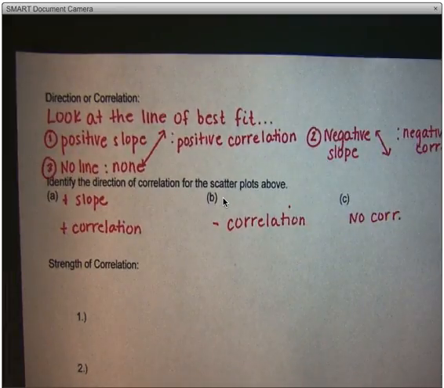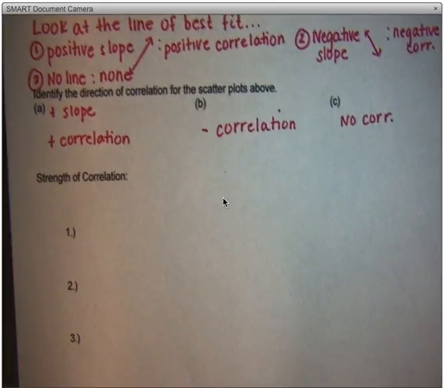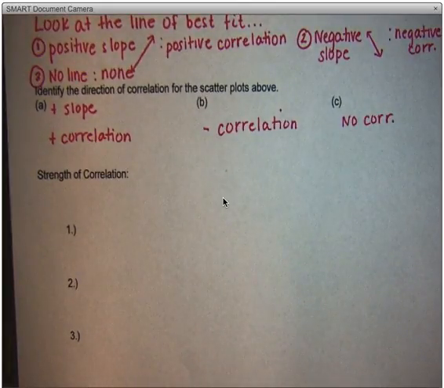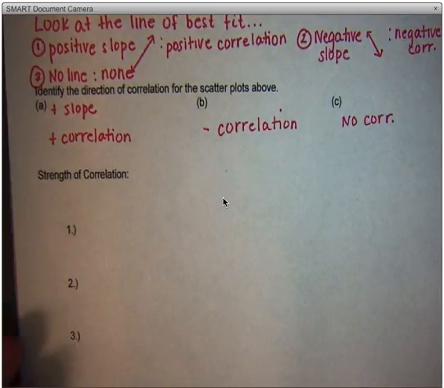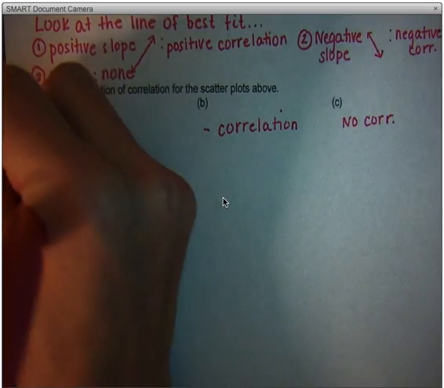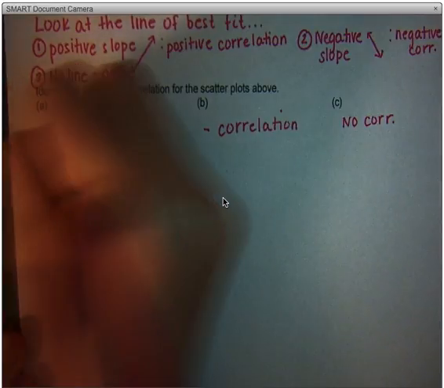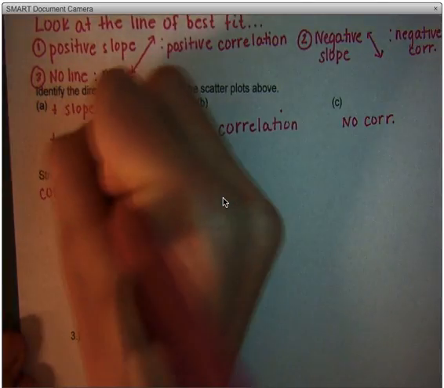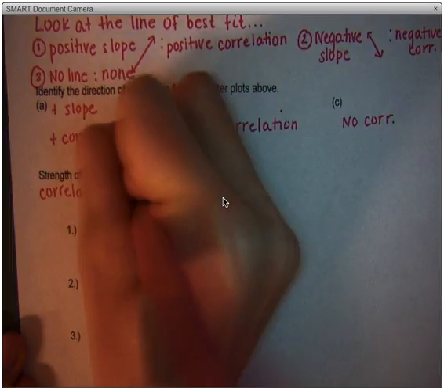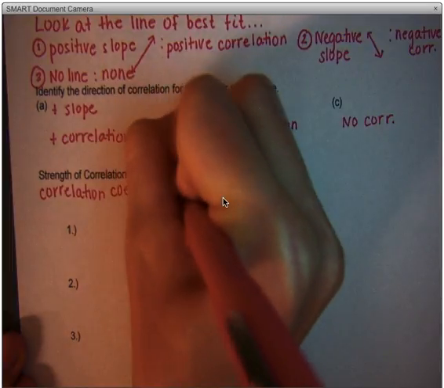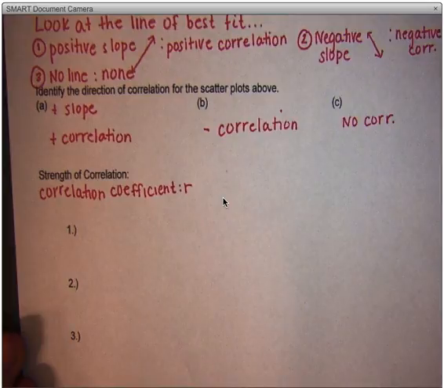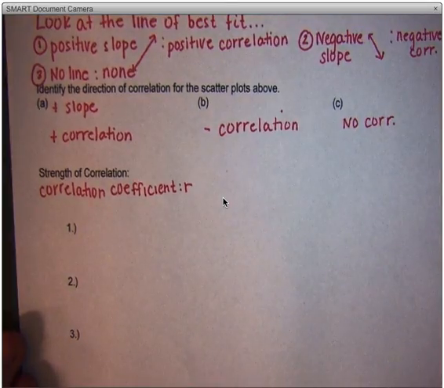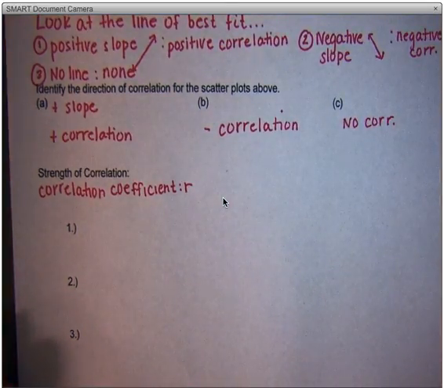Okay, so that part we're always going to do by hand. So that was considered the direction of correlation. Now we can also talk about the strength of the correlation. So strength of correlation, there is a correlation coefficient. And that is R, which you can get in your calculator, and I'll show you how to do in 1 second. So R measures the direction and the strength.